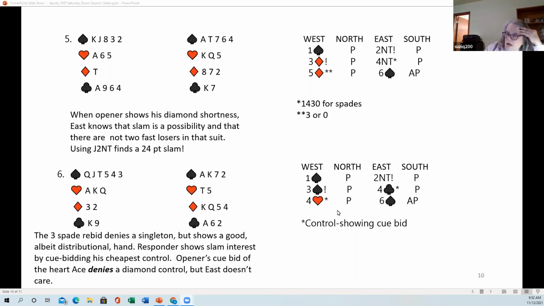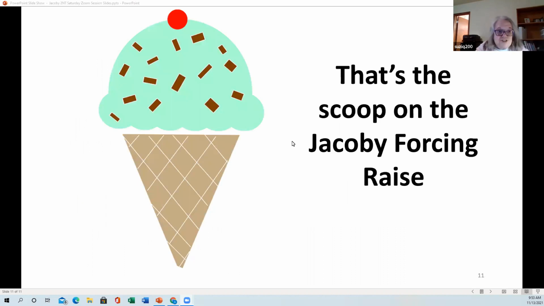But you can use bridge logic to figure this out. This is one instance where bridge logic works too. You know that partner doesn't have the diamond ace though. So if you sit and think about it, 6 spades can come out of your box without any control showing or cubing or anything like that. So that's the scoop on Jacoby 2 no trump.